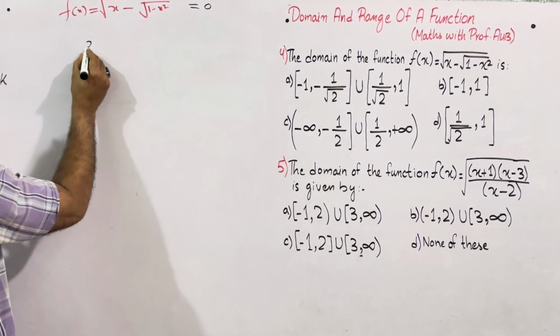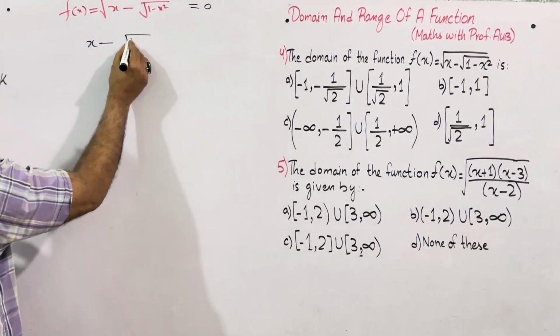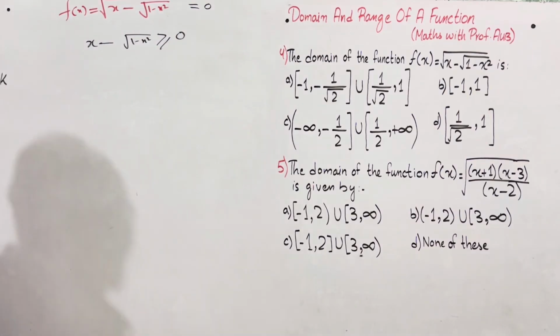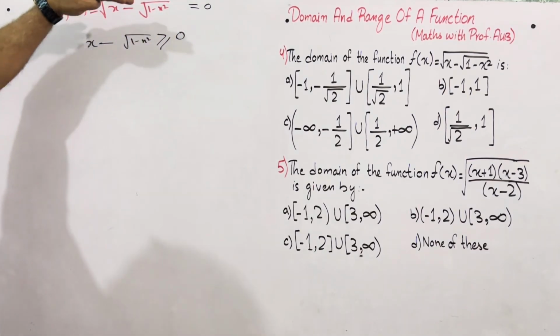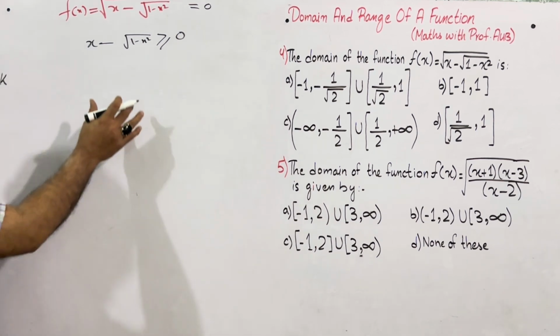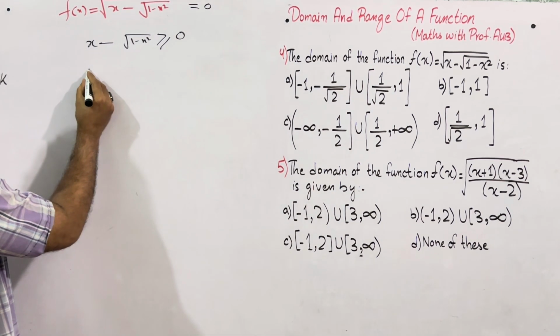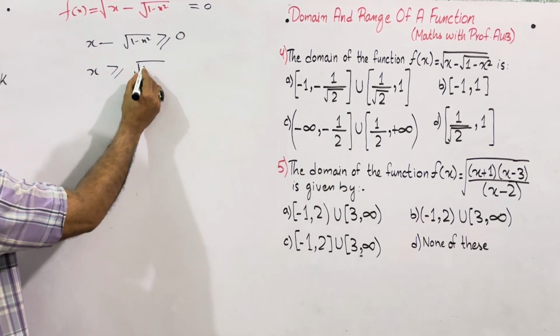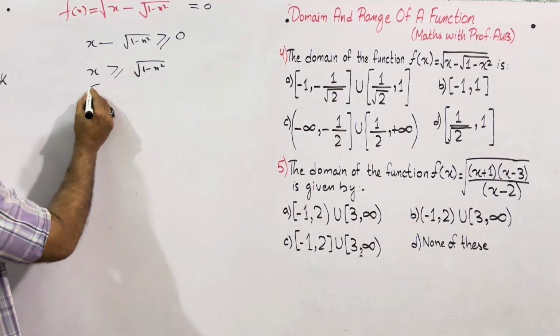So in that case we take the inequality x minus the square root of 1 minus x square is greater than or equal to 0. We can also afford 0 because the function completely lies in the numerator. If the numerator is completely 0, we can afford it. Okay, solving for x, shift this quantity here, it will become x is greater than or equal to the square root of 1 minus x square.